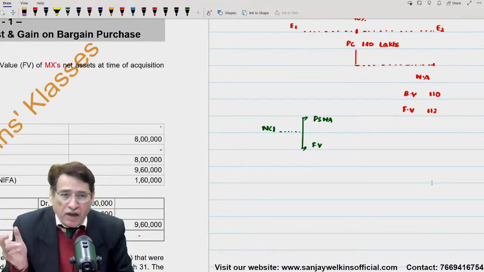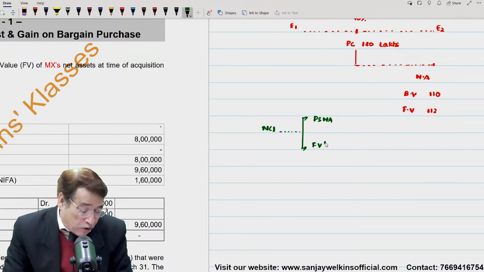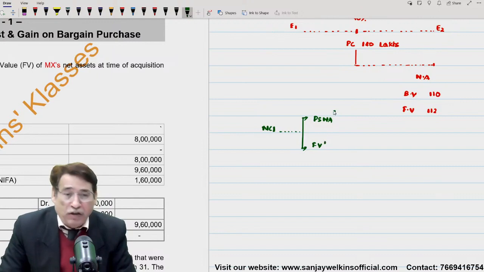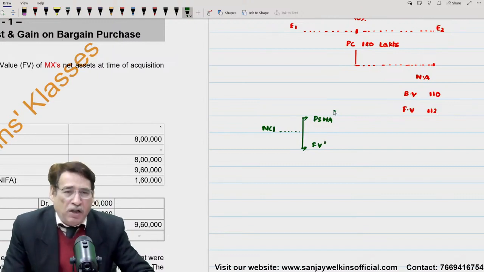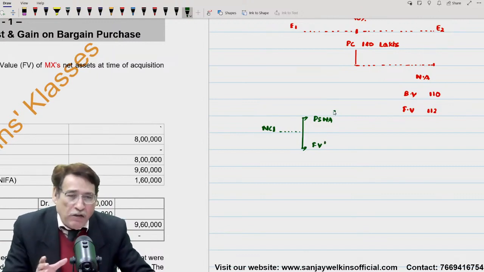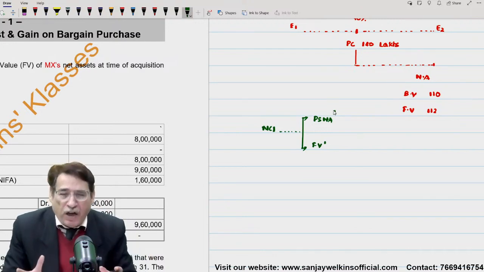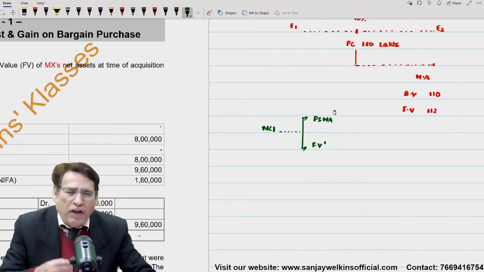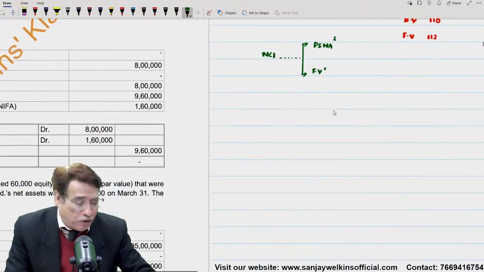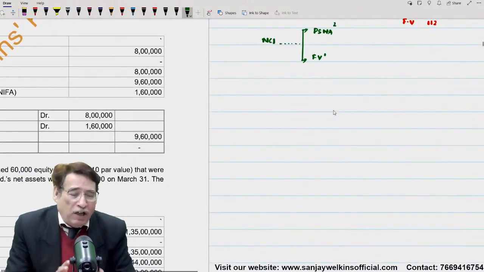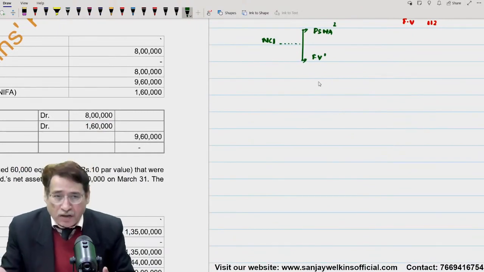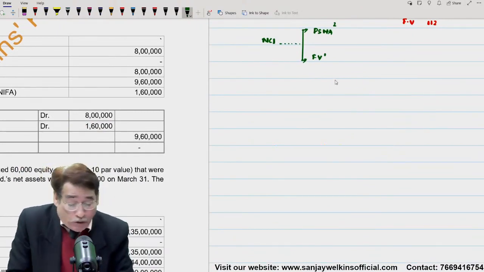Generally, in practical life, the priority is given to fair value. If possible, you must compute NCI at fair value. In practical life, I am talking about. At your level, how we are going to proceed, I will let you know in a short while. So, in this question, let me compute the value of the NCI.